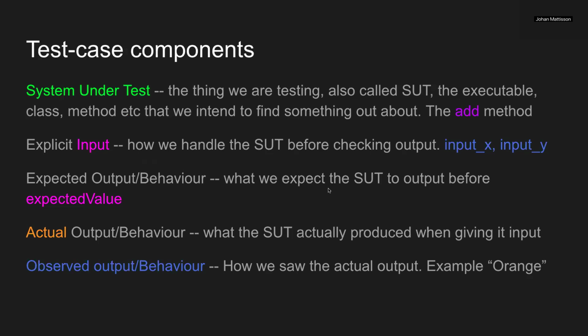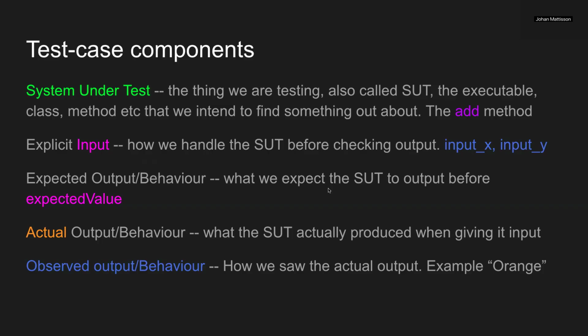So the components, as we saw, we have a system under test. In our case, it was the add method. We have explicit input, so we pinpoint the input that we want to give it, in order to control it. As I mentioned before, we need the controllability in order to actually do the test in a good way. And then we check the actual and expected output.